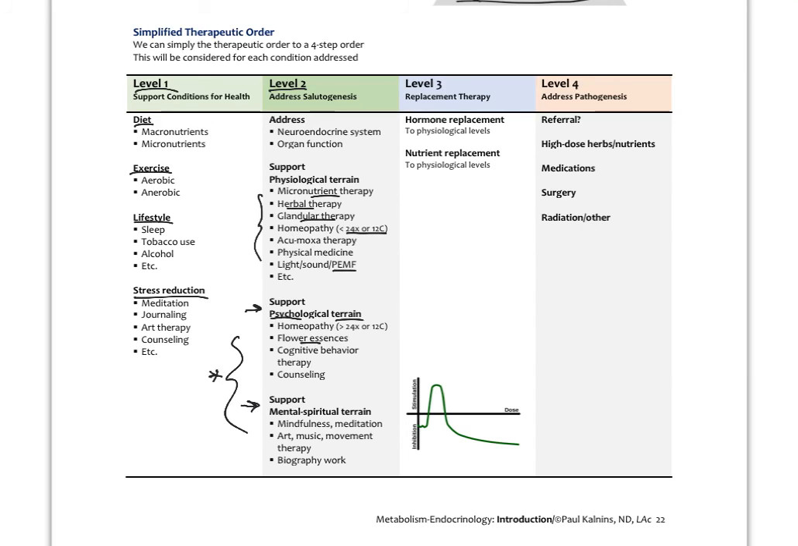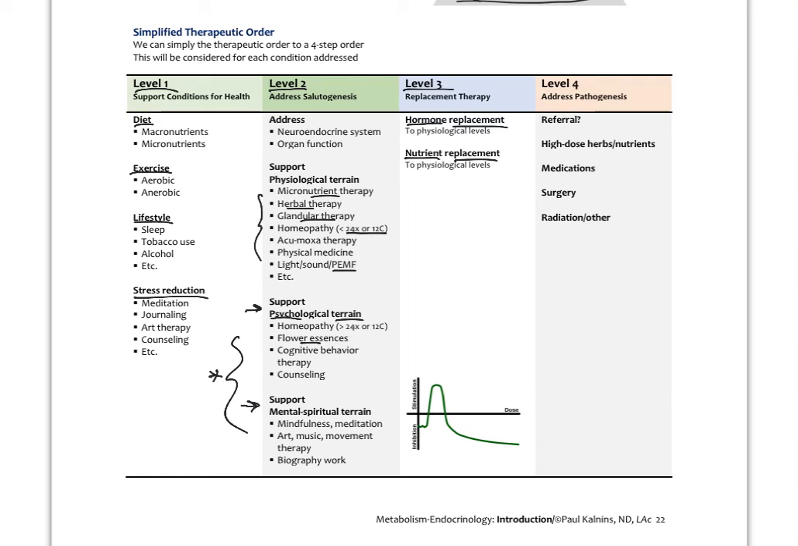Level 3 would be direct replacement therapy, and that's going to be specifically hormone replacement. So I'm going to talk about the different hormone replacement strategies for different things like thyroid, adrenal, and sex hormones as we go. So we'll be looking at that. I would also put nutrient replacement in here, and that'd be using more specific vitamins, minerals. Again, if we're going to think salutogenically, we want to use those at lower physiologic dosage ranges, although a lot of people go way above that.